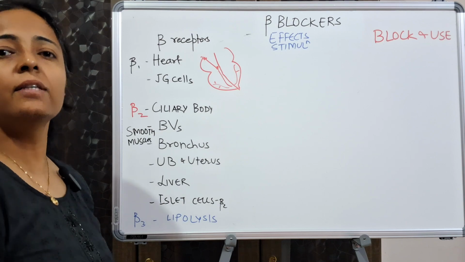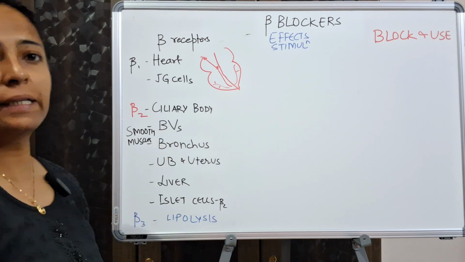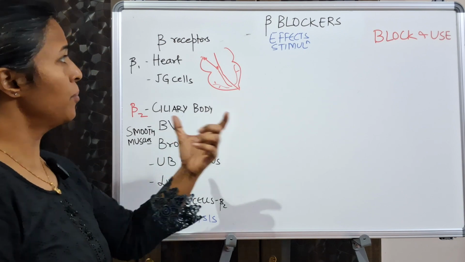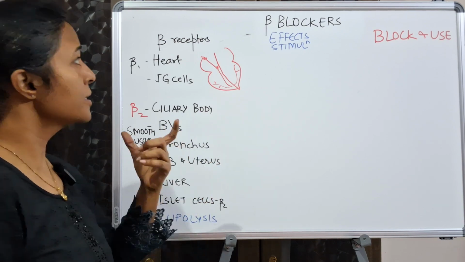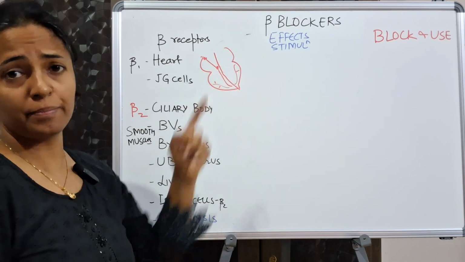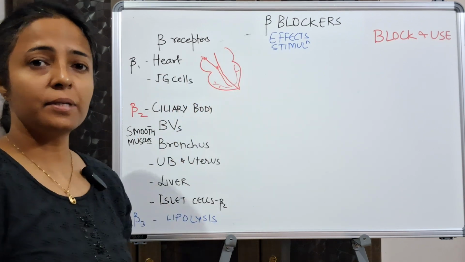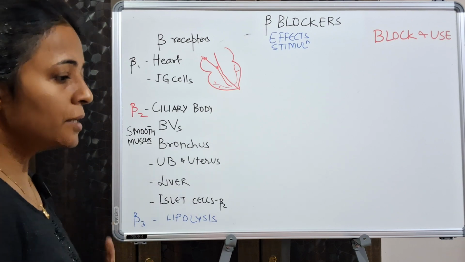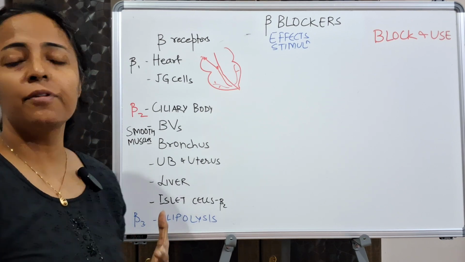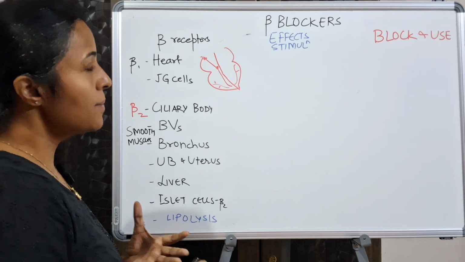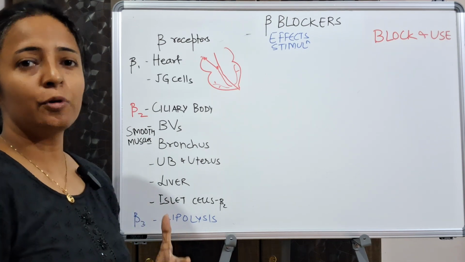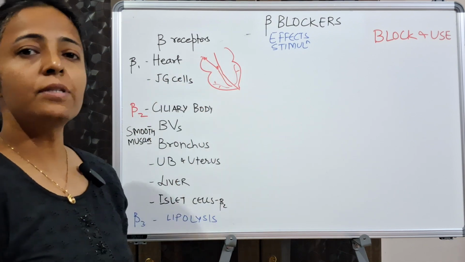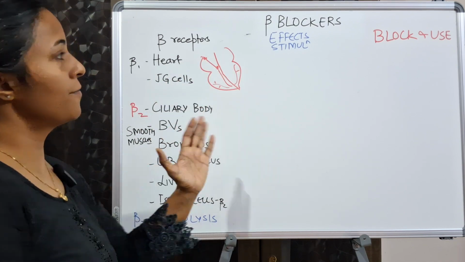Hello everyone, in this video we will talk about beta blockers. So what is a beta blocker? A beta blocker, as the name suggests, blocks the beta receptors, and these beta receptors are part of the sympathetic nervous system. The sympathetic nervous system releases epinephrine and norepinephrine, and these act on alpha and beta receptors. So if these beta receptors are blocked, what are the effects which are seen?